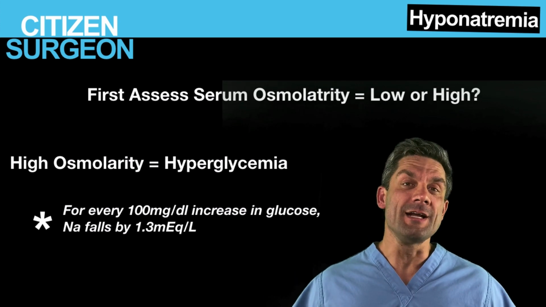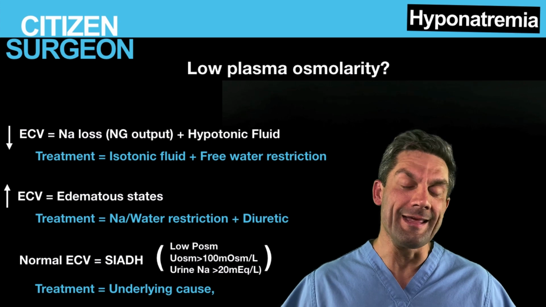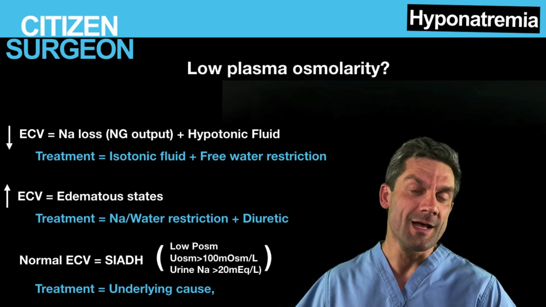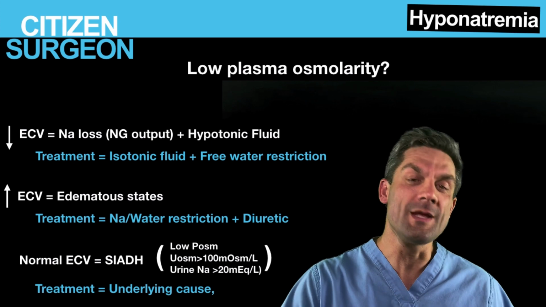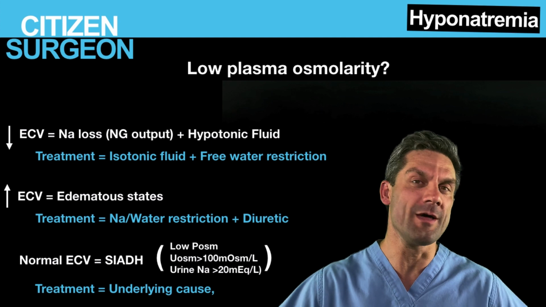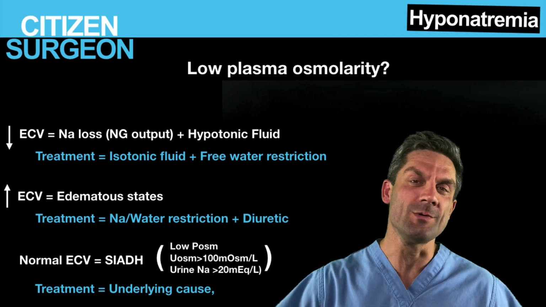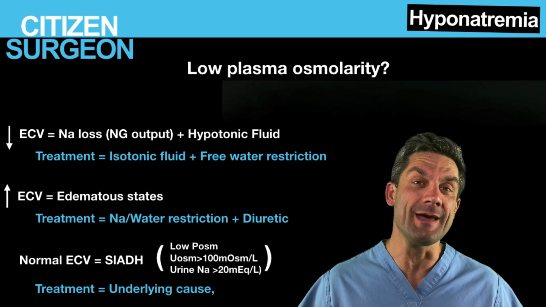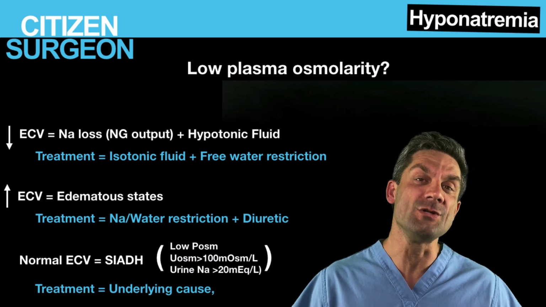So let's take the final scenario, where you have a low serum or low plasma osmolarity. In this case, you divide that up again. If we have low extracellular volume, low plasma osmolarity, and hyponatremia, that's usually going to be from sodium loss. For example, nasogastric output, and then resuscitating with hypotonic fluid. If you have somebody with a lot of sodium output and you're resuscitating with a hypotonic fluid, you're going to be giving somebody hyponatremia. The treatment for that is just to give isotonic fluid like normal saline and then do free water restriction.